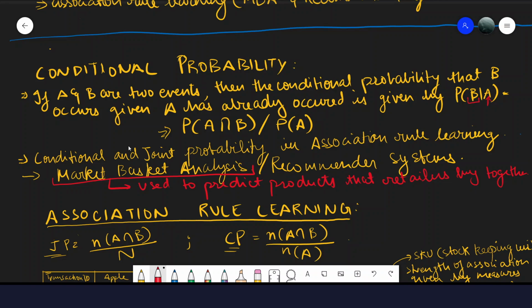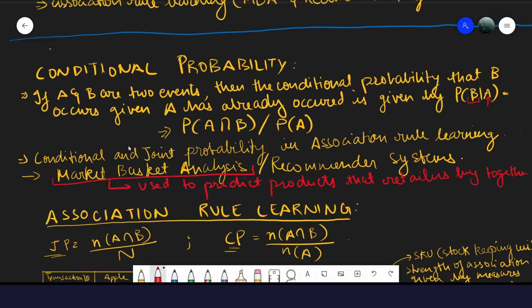Now, conditional probability and joint probability together are used in something called association rule learning. Association rule learning is a learning technique that is used in market basket analysis and recommender systems. What is market basket analysis? Market basket analysis is used to predict products that retailers buy together. For example, if there's some online grocery shopping website, they have a huge database of all the items and all the items that people usually buy together.